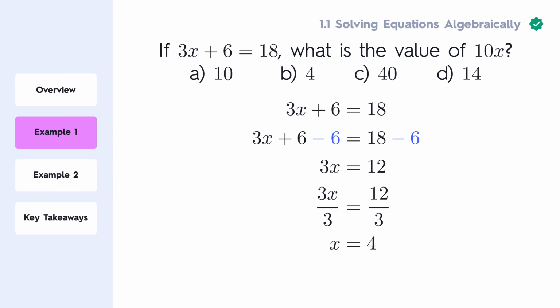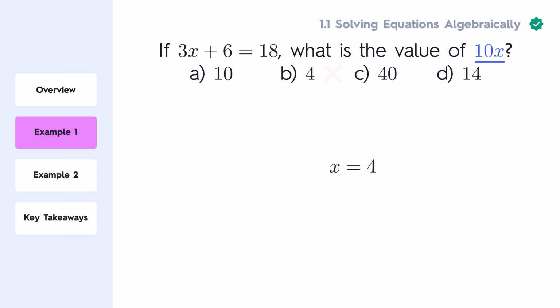Let's not immediately stop here. Remember to always carefully read the question, otherwise you can lose valuable points. Rushing to answer 4 would be a mistake. The question is asking for 10x, so we have to finally multiply both sides by 10. We see that our final answer is 40.